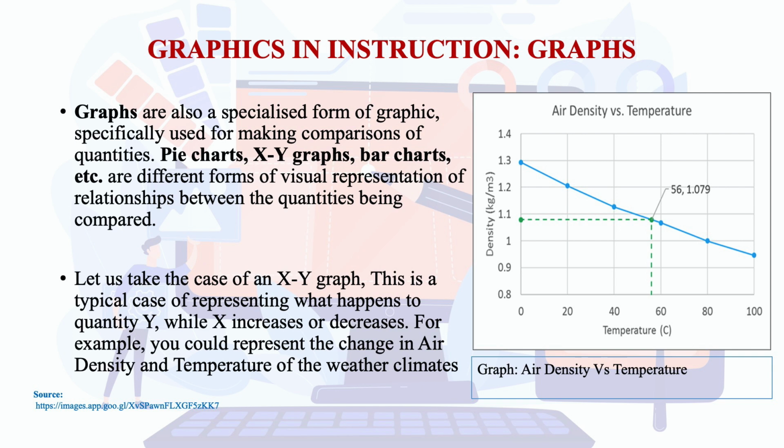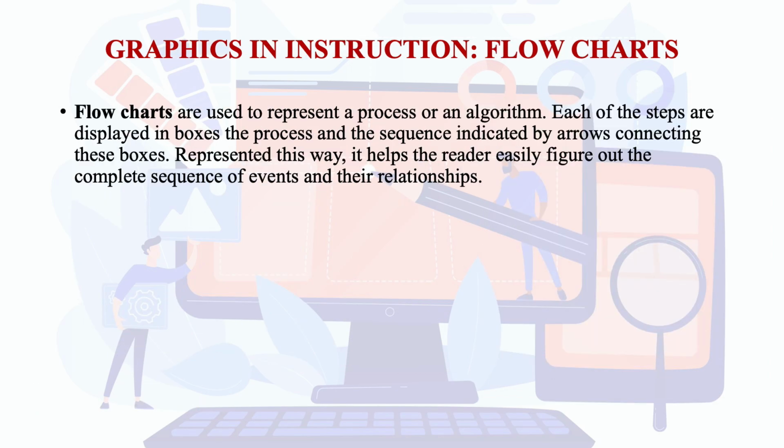Let us take the case of the XY graph. This is the typical case of representing what happens to quantity Y while X increases or decreases. For example, you could represent the change of air density and temperature in weather climates. And another example is the flowchart.